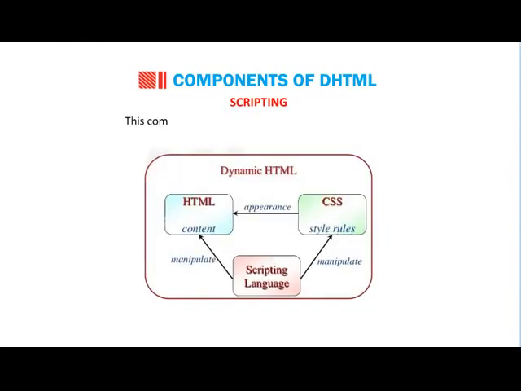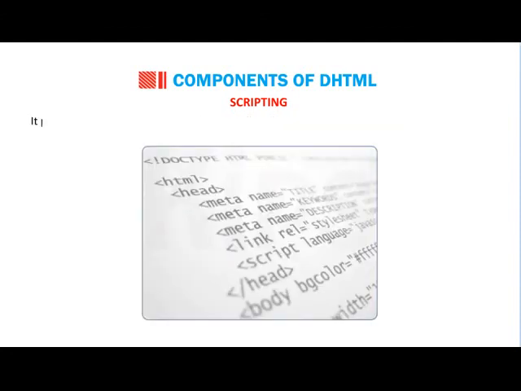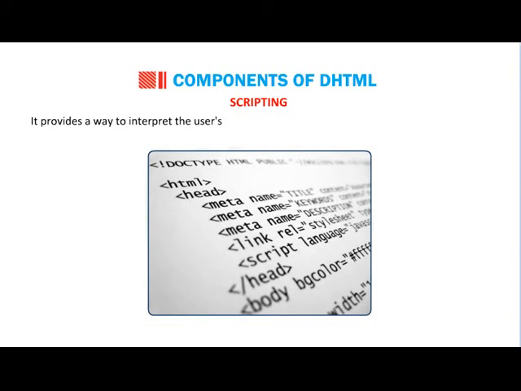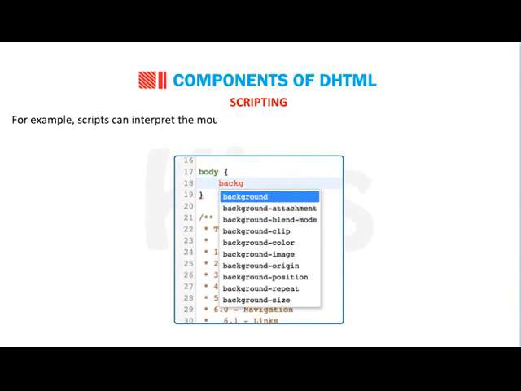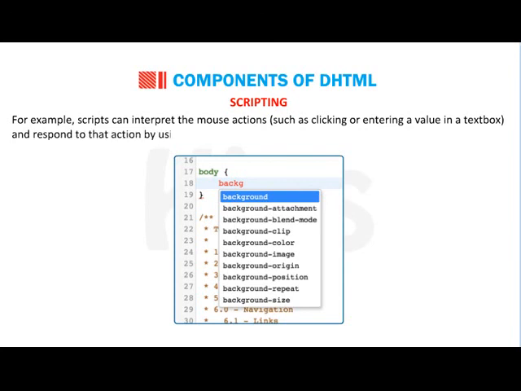Scripting. This component of DHTML makes a web page dynamic. It provides a way to interpret the user's actions and accordingly brings change to a web page. For example, scripts can interpret the mouse actions such as clicking or entering a value in a text box and respond to that action by using a set of predefined instructions such as opening a page.